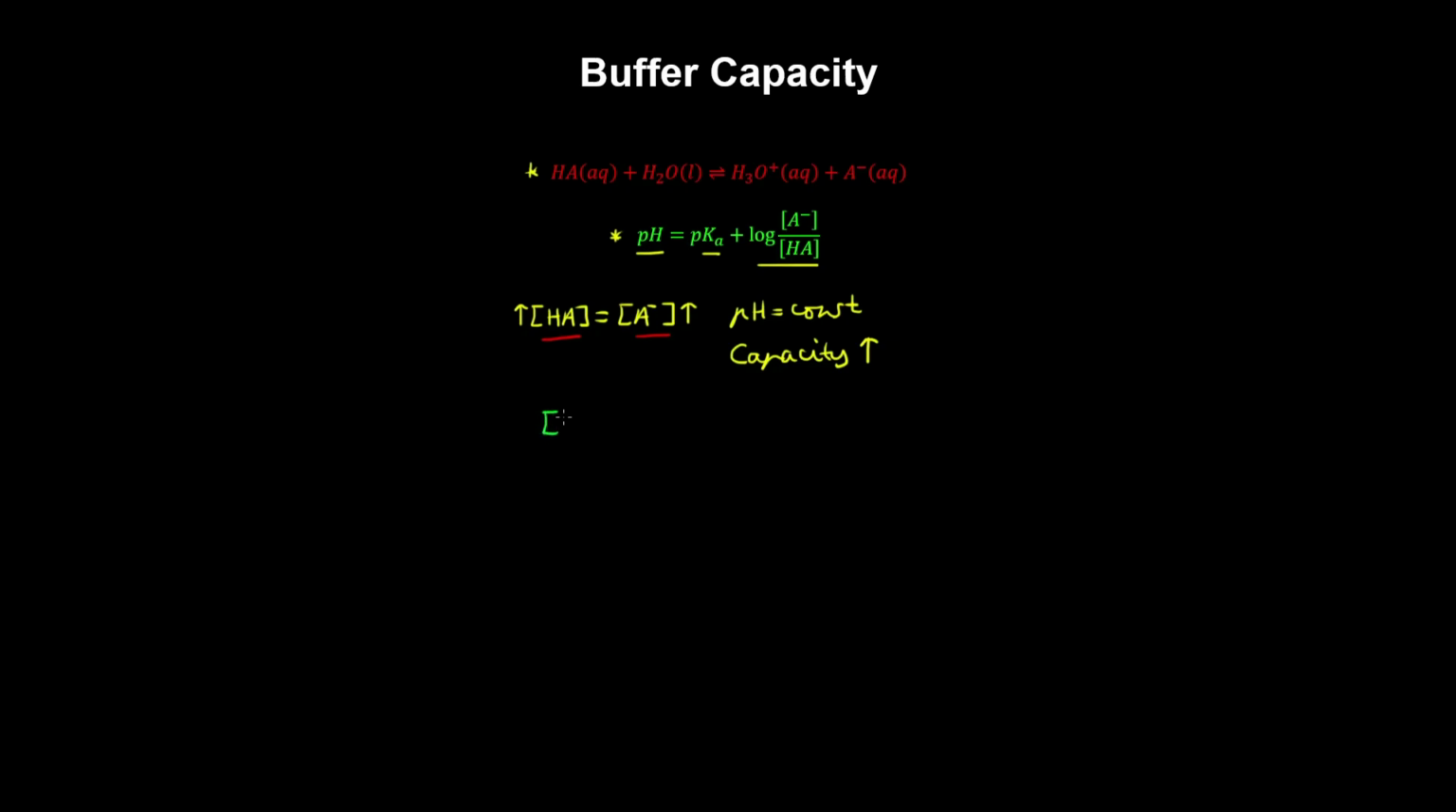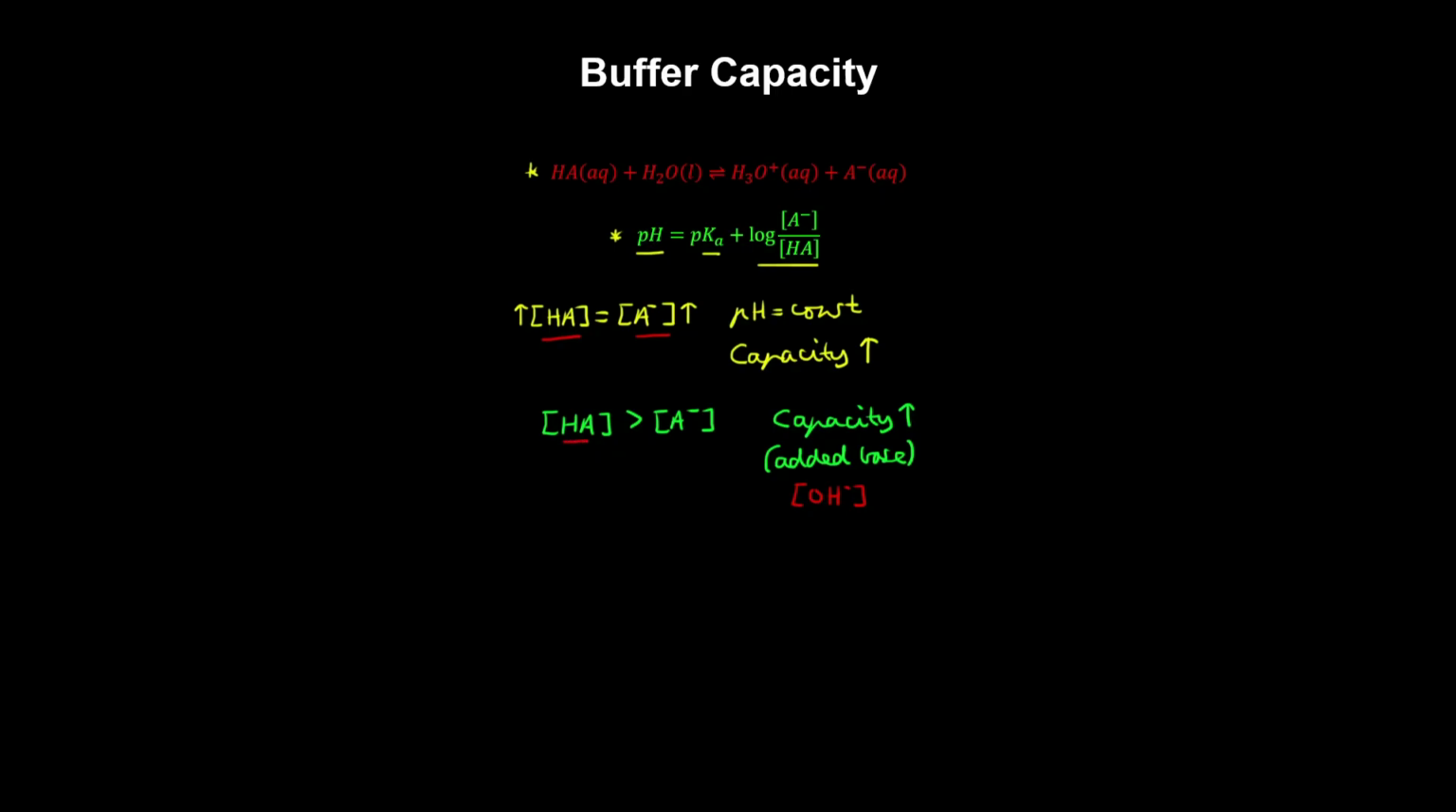Now, if the buffer has more conjugate acid than base, then it has a greater capacity for neutralizing an added base than an added acid. So effectively the hydroxides are neutralized by the acid.